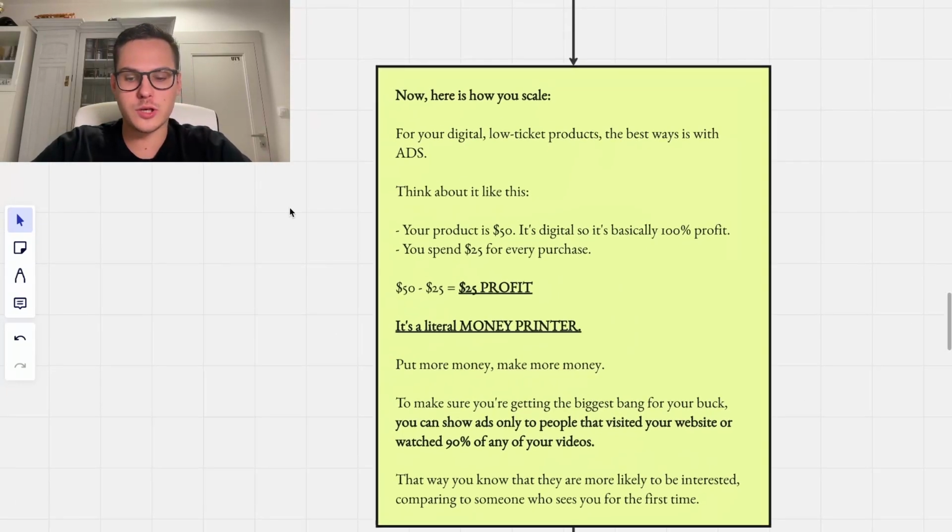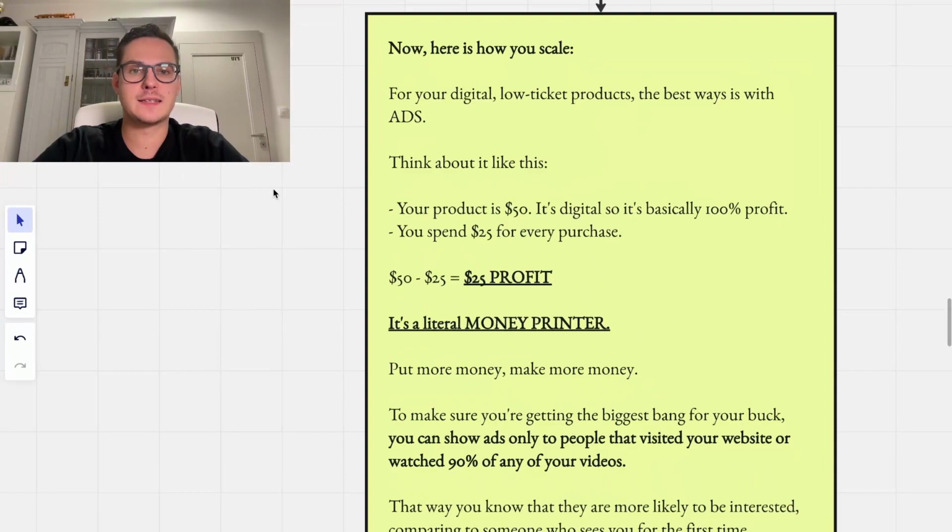For your digital low-ticket products, the best way to scale is with ads. Think about it like this. So if you sell your product for $50 and it's all digital, so it's basically 100% profit, and then let's say you spend $25 in ads to get a purchase. So 50 minus 25 is $25 profit. So this is a money printer. Put more money, make more money. To make sure you're getting the biggest bang for your buck, you can also show ads only to people that visit your website or watch 90% of any of your videos. And that way you know that they're more likely to be interested than someone who sees you for the first time.